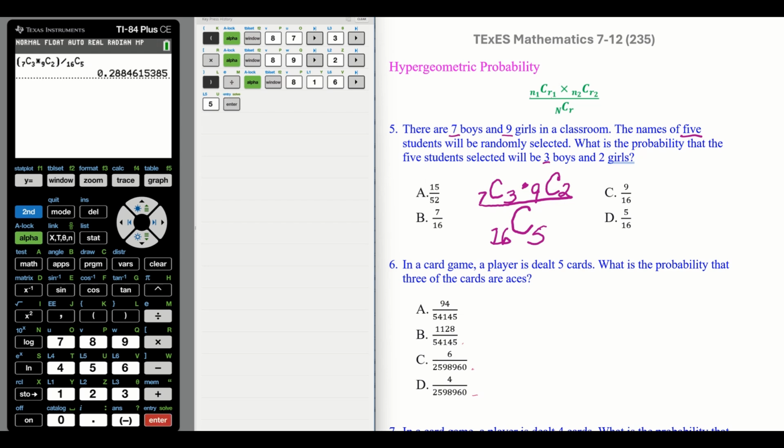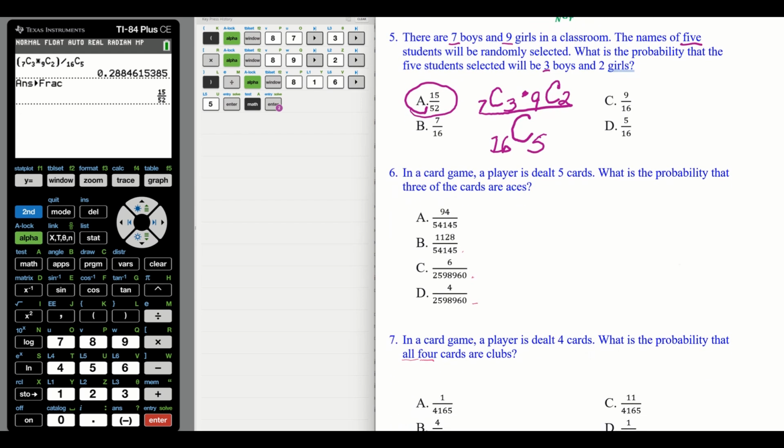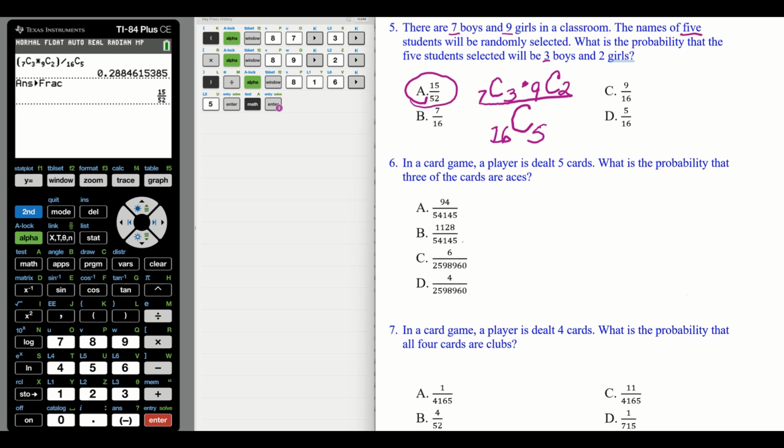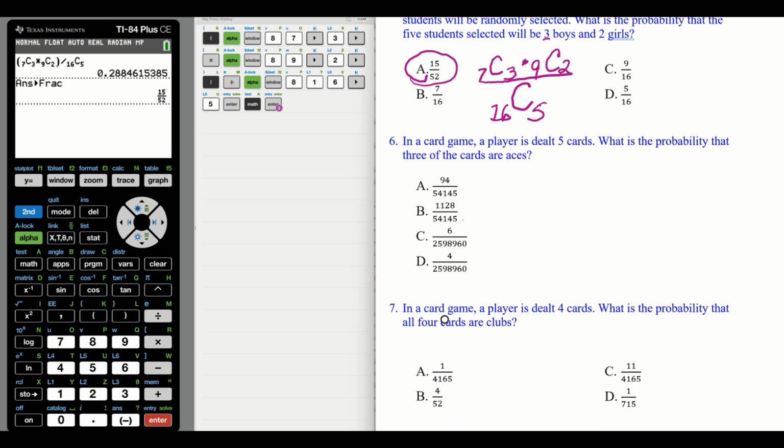Now enter. We need a fraction, so that's math. Enter, enter. 15 out of 52. Okay, let's go up. Looks like we have some remnants here. Oh, goodness. Let's get rid of our remnants here. Okay, let me go all the way up.